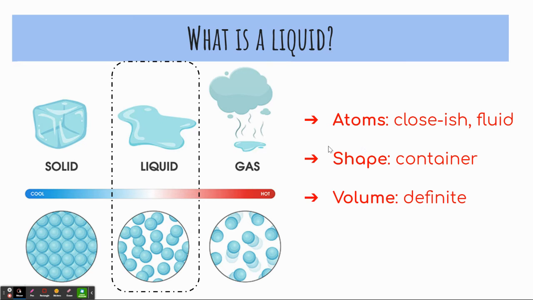The volume is definite, so the volume isn't going to change. And remember, those molecules are moving faster now. As you add heat, they start to move faster and faster. So slow for solid, faster for liquid.